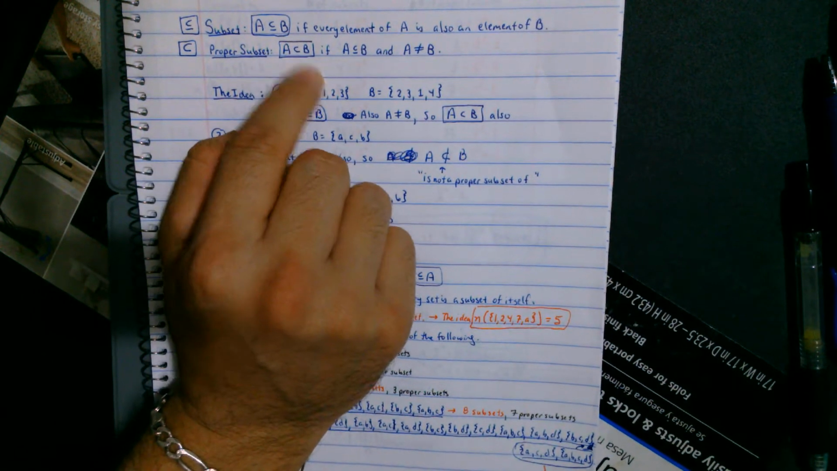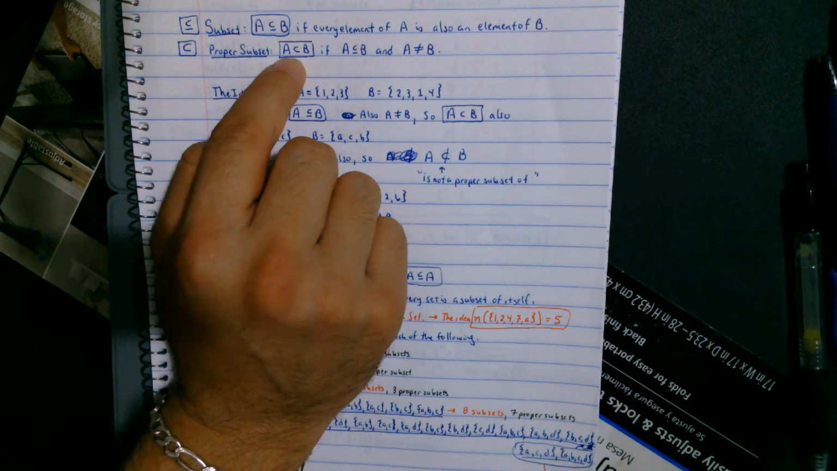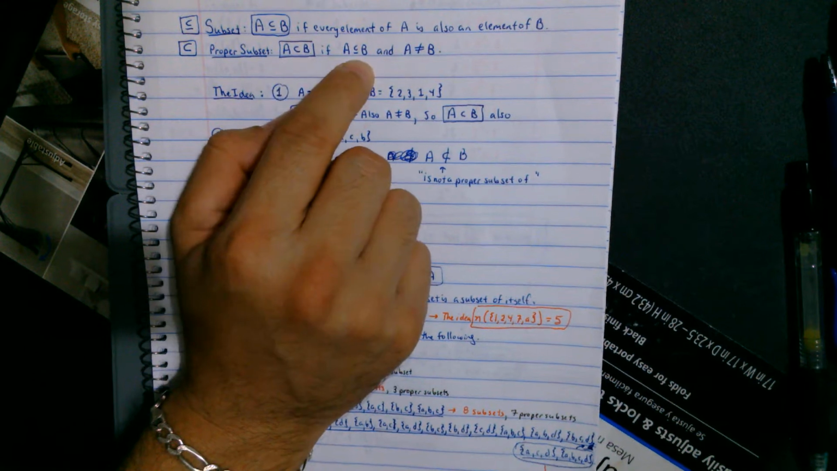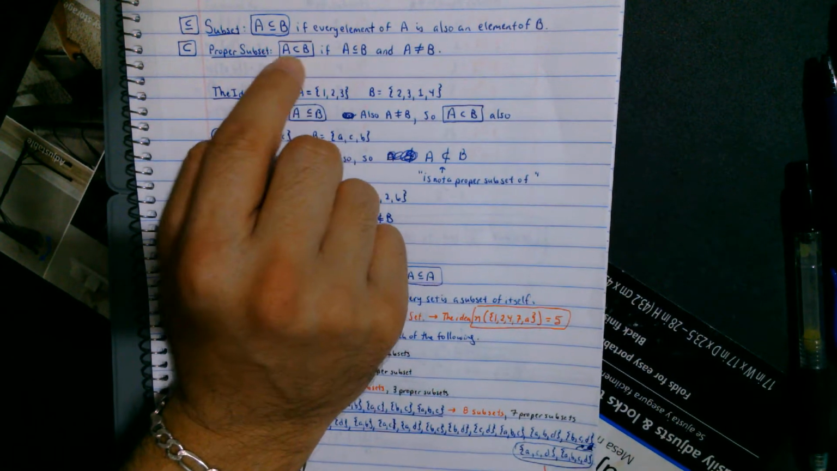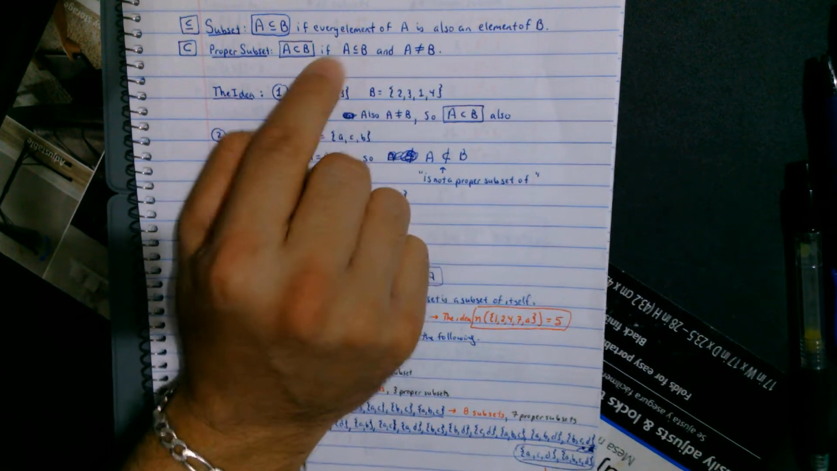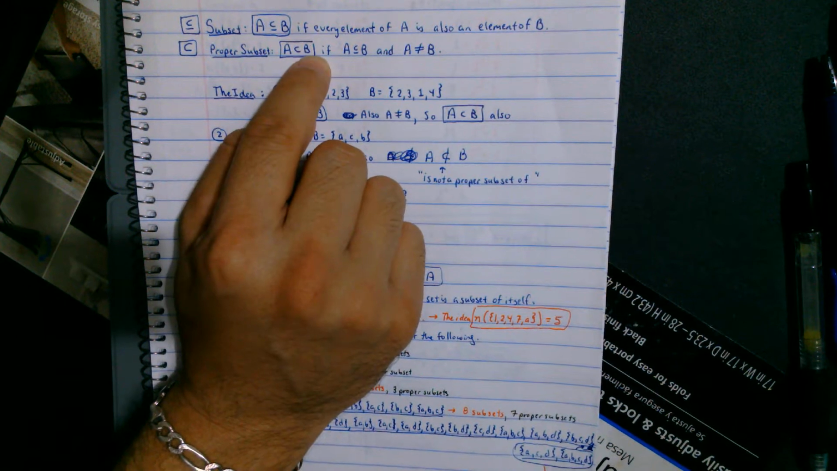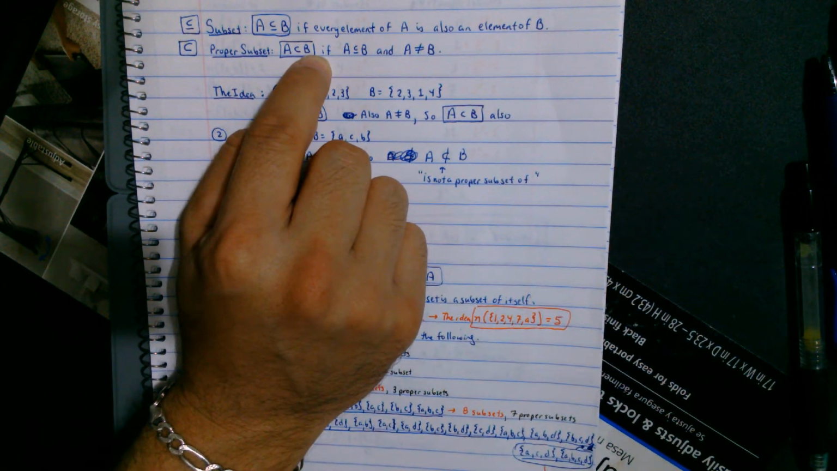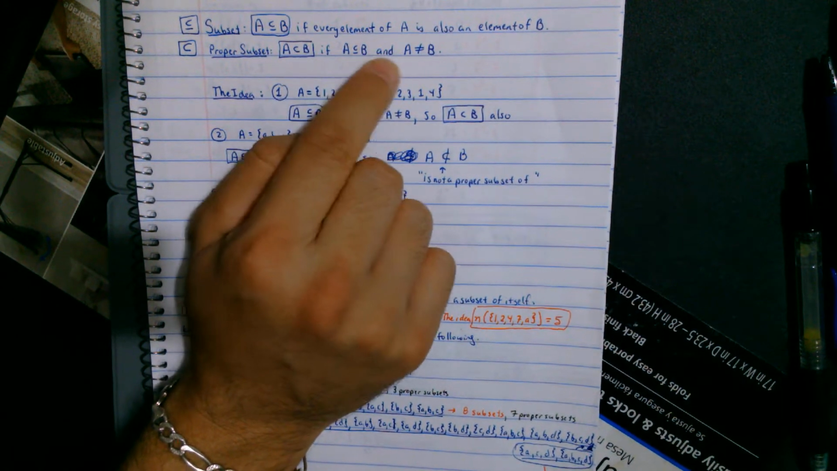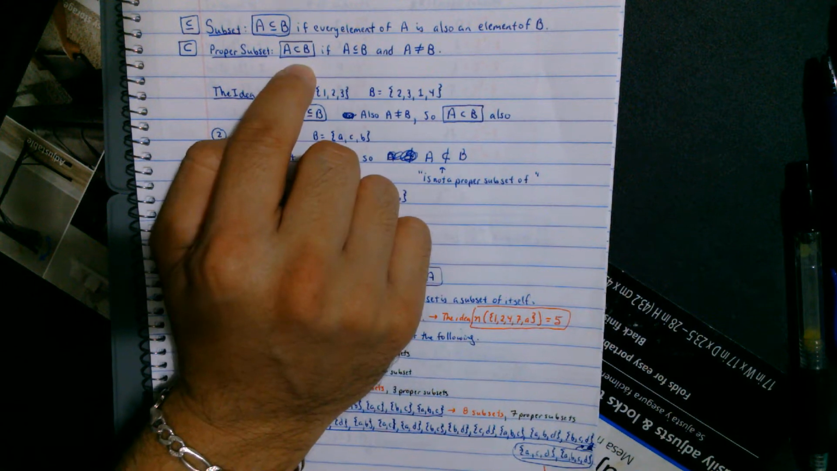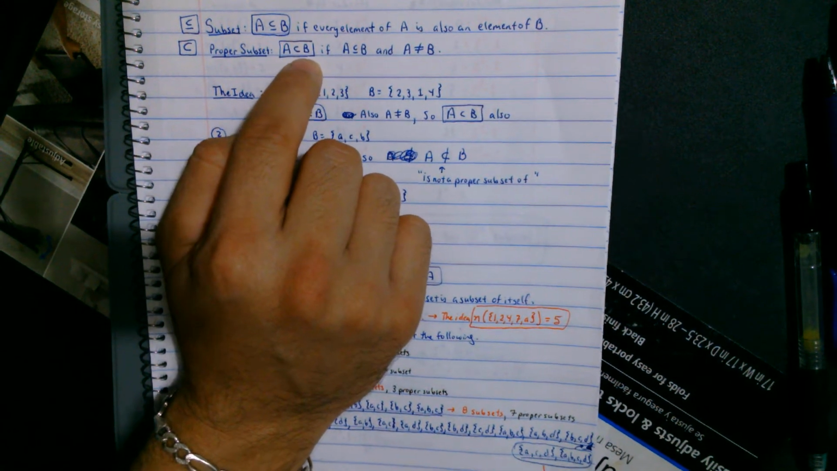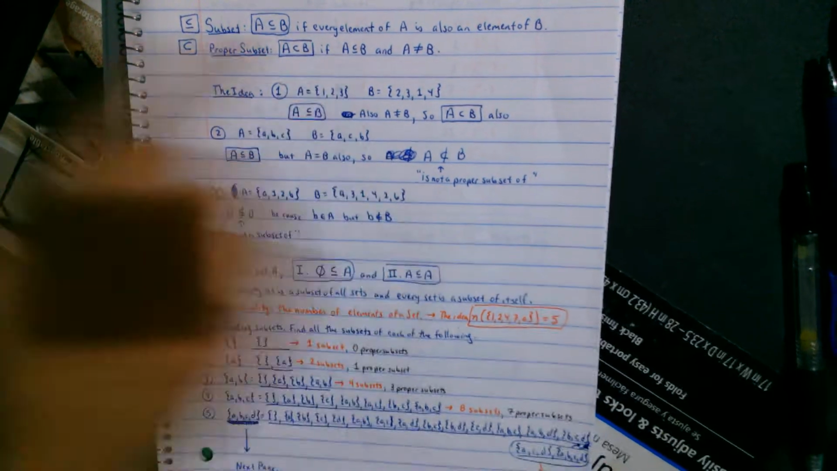Proper subset means not only does everything in the first set belong to the second set, which means it's a subset, but the first set and the second set are not equal, which means the second set by default has at least one more element that A doesn't have. It's strictly less than, or B has extra.